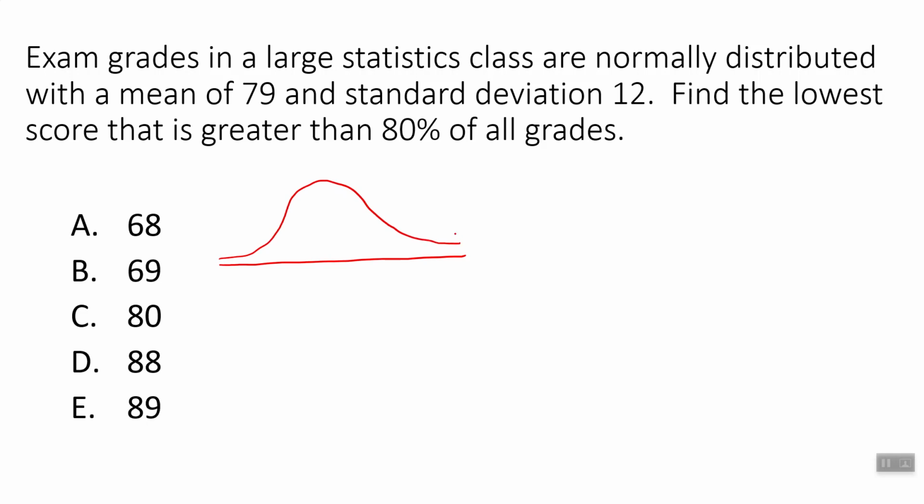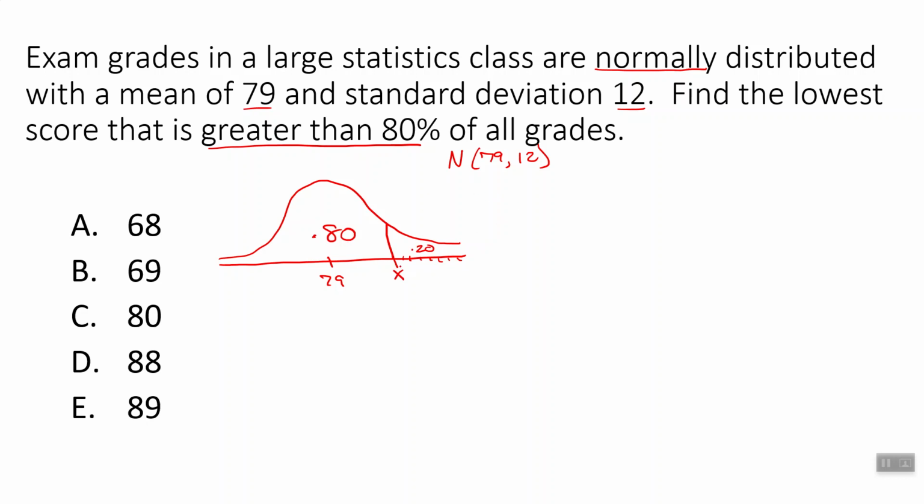So here's my normal curve. I know it's normal because it says it's normally distributed. Our mean was 79 and our standard deviation was 12, so 79 should be right here in the middle. Find the lowest score that is greater than 80%. We'll be somewhere up here, with 80% below it. We want the lowest score, because all these scores up here would be greater than 80%. That's the one we want right there. In case you're curious, 20% would be above it, 80% below it.